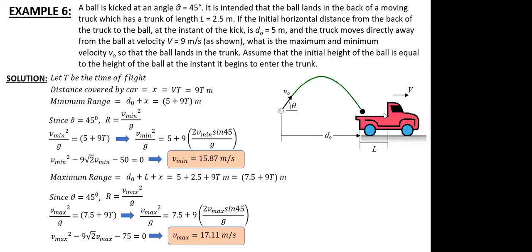Maximum range means it has to hit at this point, so the length of the trunk will also be involved. So there are two possibilities. The ball has to enter the trunk from this point to this point. So this is the minimum, this is the maximum.